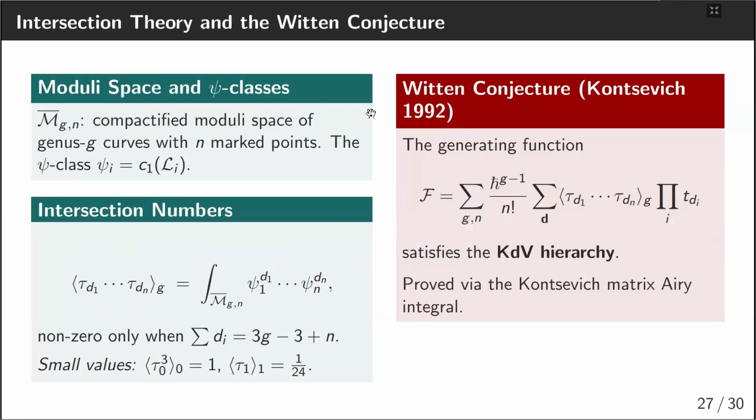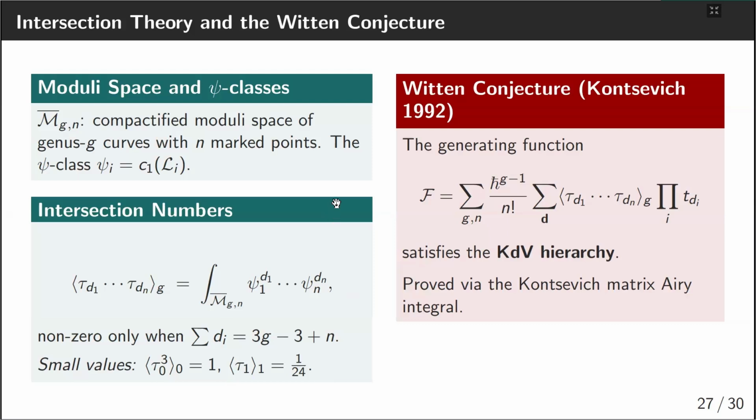The remaining topics are moduli space, and the intersection numbers and Witten conjecture. The Witten conjecture says the generating function satisfies the KdV hierarchy. It's covered in chapter 3, not in chapter 2. And the intersection numbers: this integral is non-zero when the sum of d_i is 3g minus 3 plus n. So if you put in some small values, you can see what these intersection numbers are.